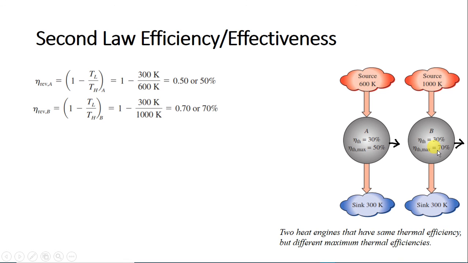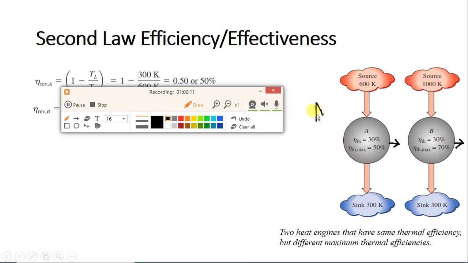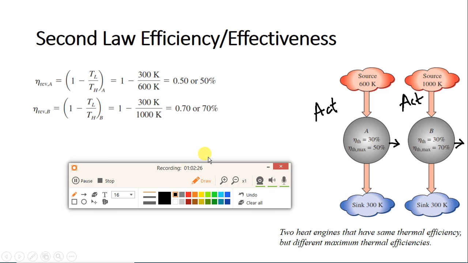Now you have studied two types of efficiency. The first is thermal efficiency, which is output W upon heat supplied Q. Now when you consider the Carnot efficiency value of 50%, these two engines, A and B, are which type of engine? These are not Carnot engines. These are actual engines. Engine A is an actual engine and engine B is also an actual engine, because actual efficiency is less than Carnot efficiency.